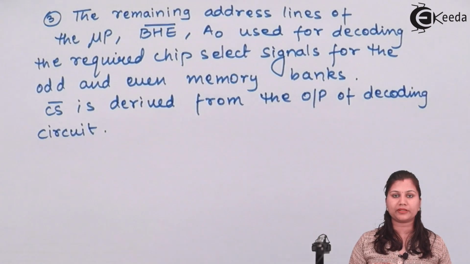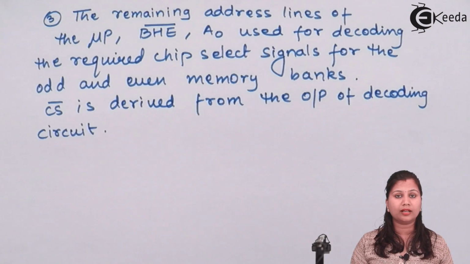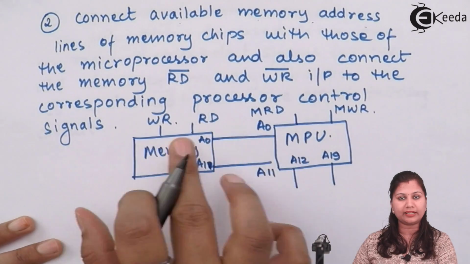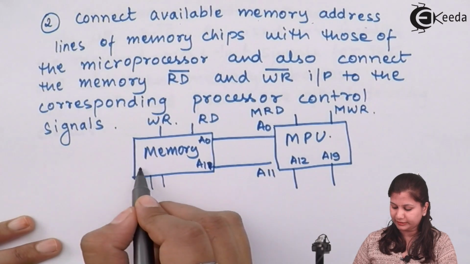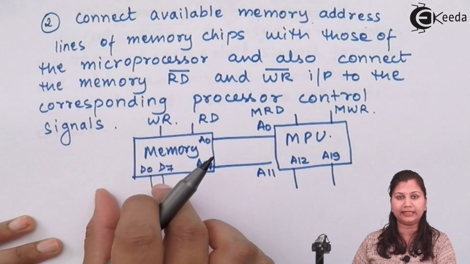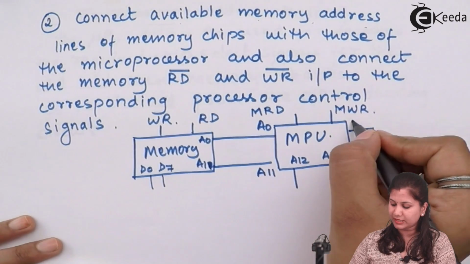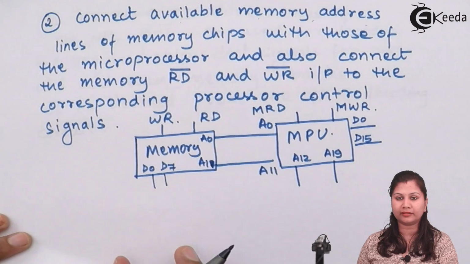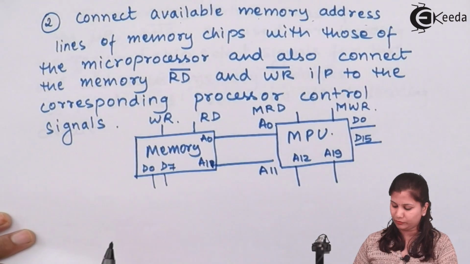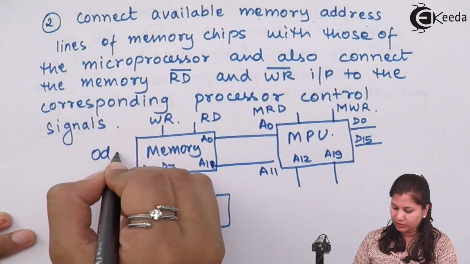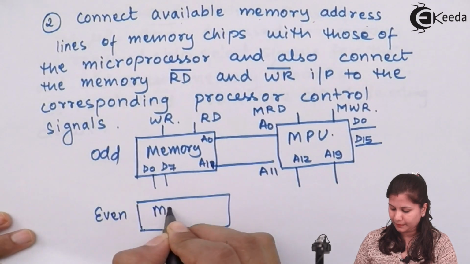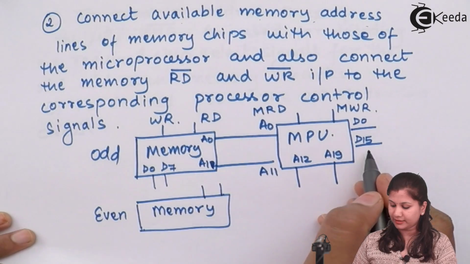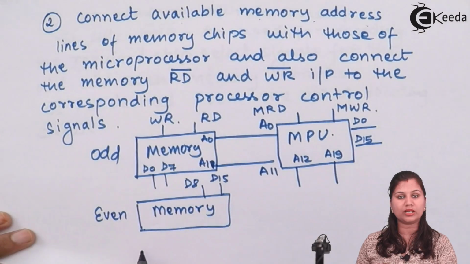Now the address lines of the microprocessor and the memory device are connected to each other. Then the data lines also will be connected. Here we have connected the address lines, the read and write signals, and the data lines, that is D0 to D7, 8 data lines. For the microprocessor we have 16 data lines, D0 to D15. So 8 will be connected with the odd memory, and 8 will be connected with the even memory. Okay, so these remaining data lines D8 to D15 will be connected to the second memory chip.